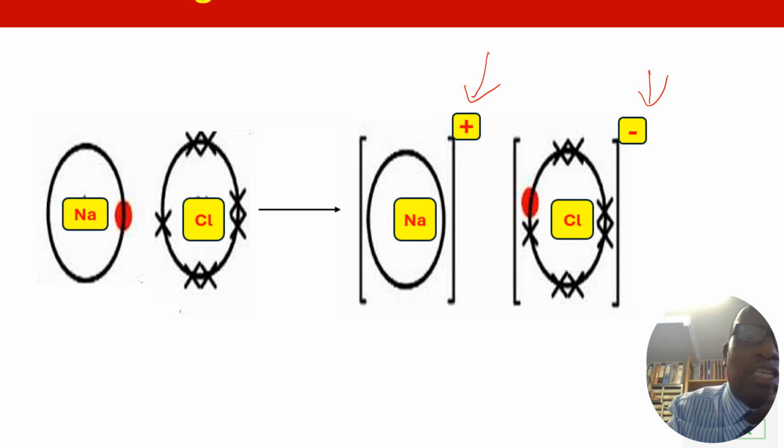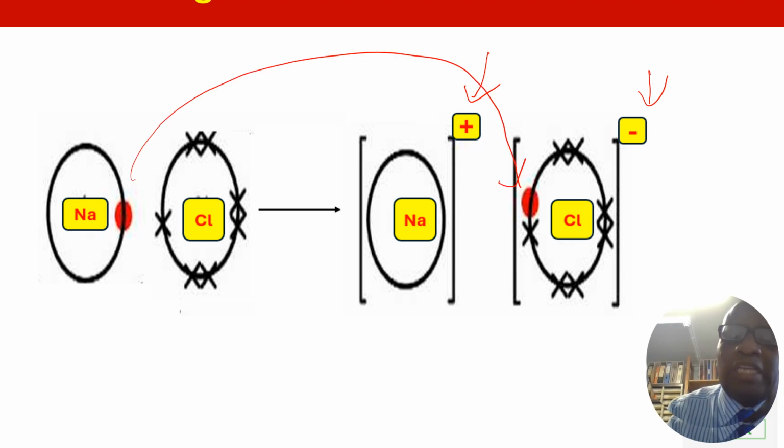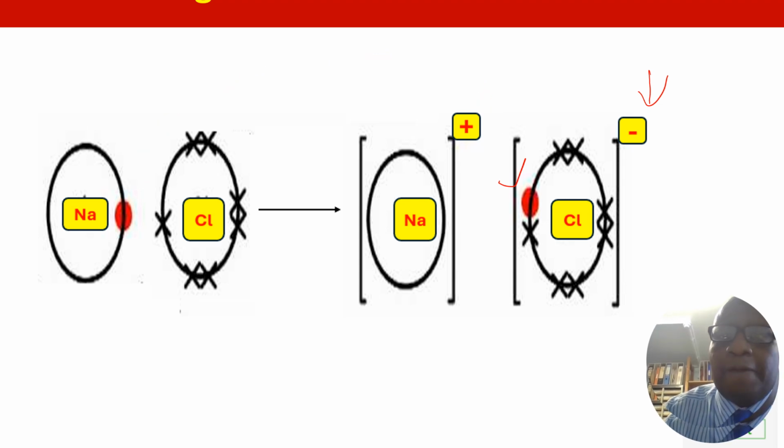Sodium transfers that electron to chlorine. Transfer of electrons, losing electrons is oxidation, and chlorine receives that electron. You should be able to draw these diagrams to show the ionic charges.